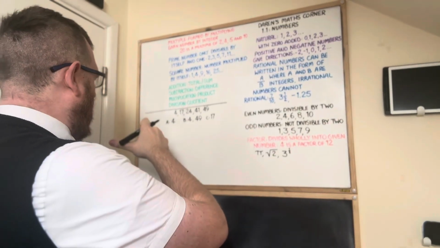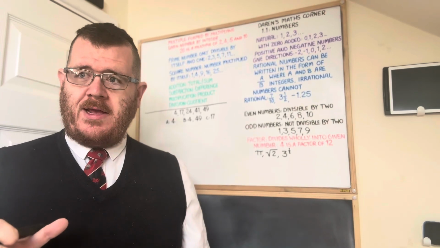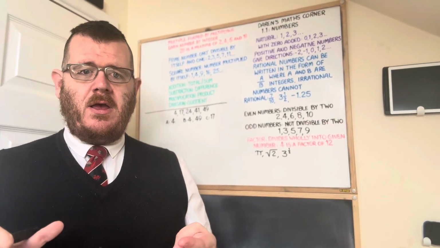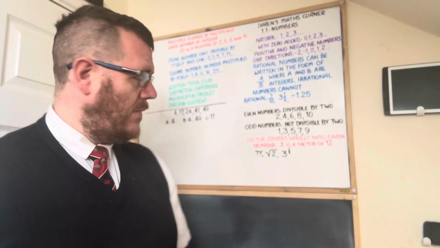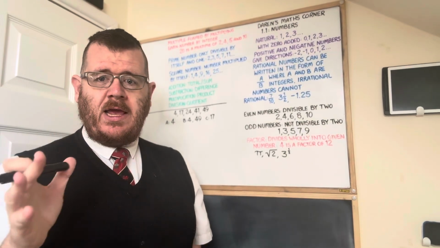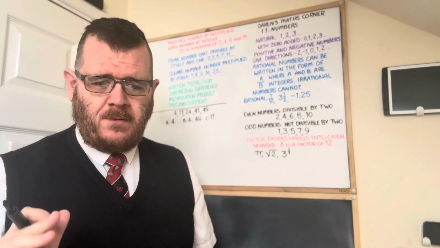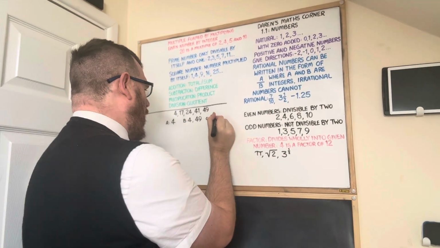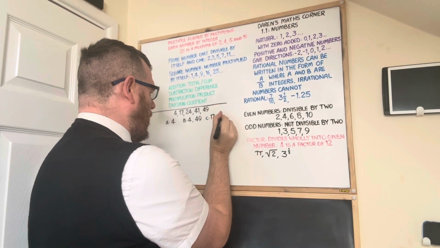And 24, the factors of that are 2, 3, 4, 6, 8, and 12. Which then leaves just the number between, 41, and that, believe it or not, is your second prime number.